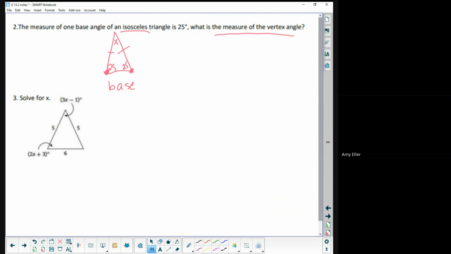Okay, triangle sum theorem says all three of those have to add up to 180 degrees. Should get 130.